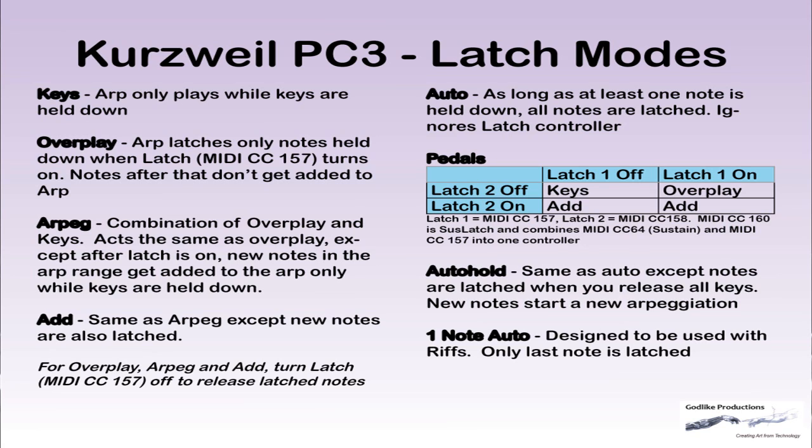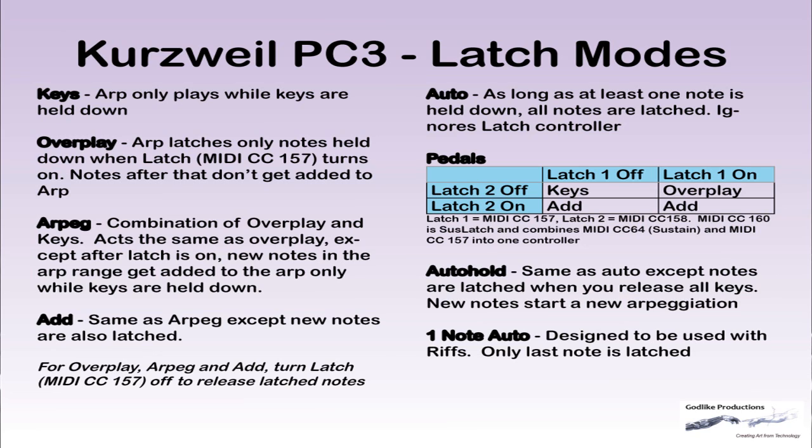Okay, and one note auto. Now there's actually three of these. There's one note auto, one note auto high, and one note auto low. These are designed to be used with riffs. With one note auto, only the last note is latched. I just played a chord then, and only one note is latched. Then you've got one note auto low, which will latch the lowest note that you play. And then you've got one note auto high, which will latch the highest note that's played.